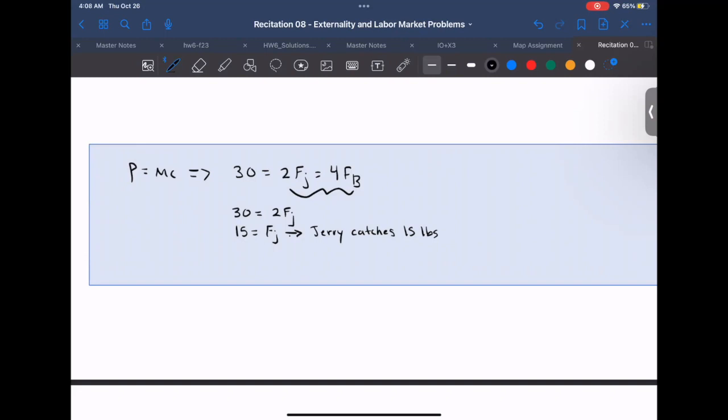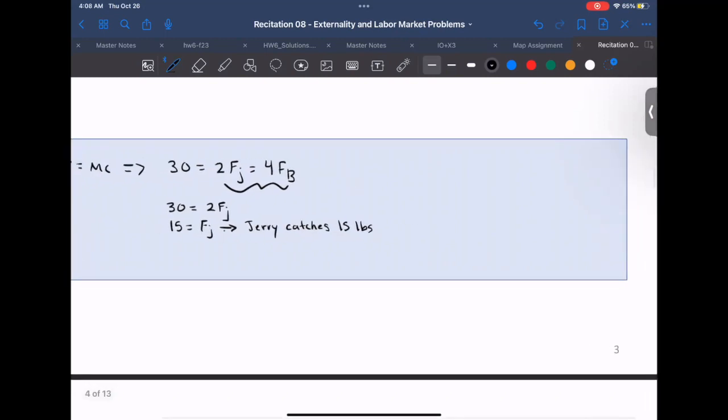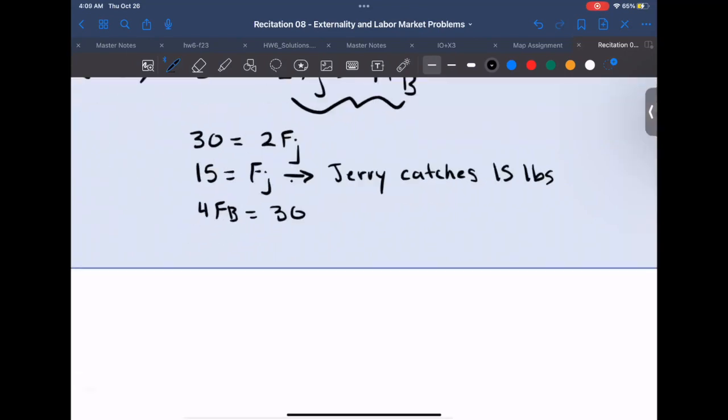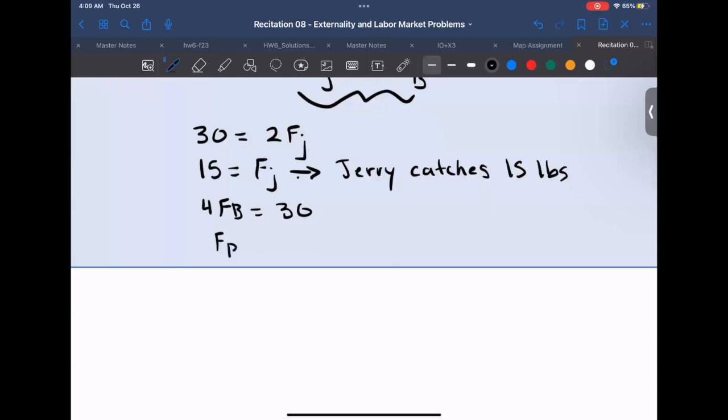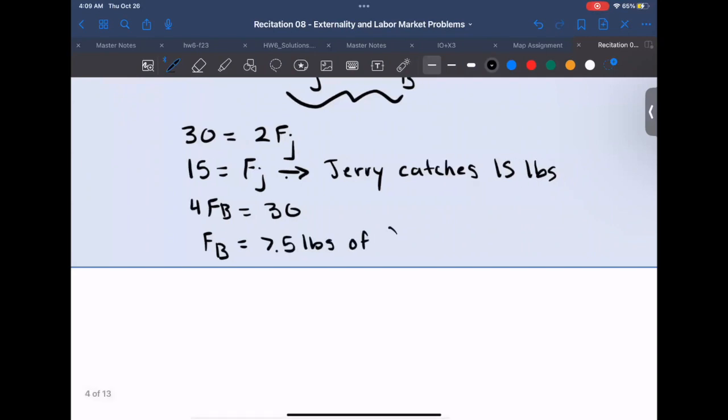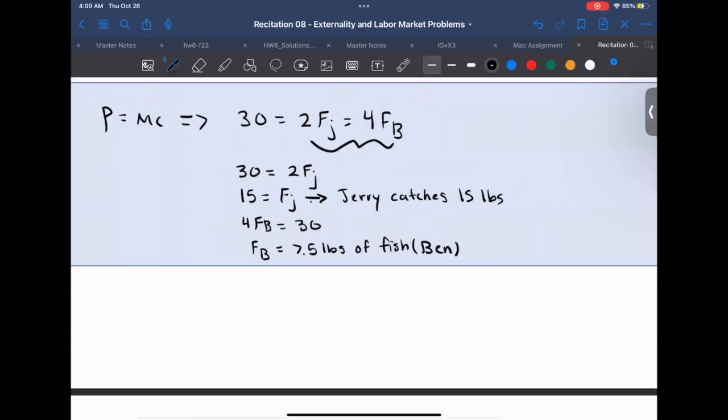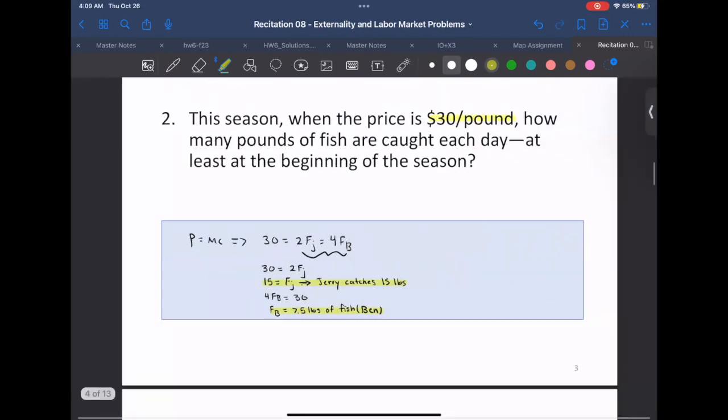Now we do the same thing for Ben. In this case, it's going to be 4FB is equal to 30. Divide by 4 on both sides. FB is going to end up being 7.5 pounds of fish. This is going to be what Ben catches. So Jerry catches 15 pounds of fish, and Ben catches 7.5 pounds of fish. And that's going to be our answer.